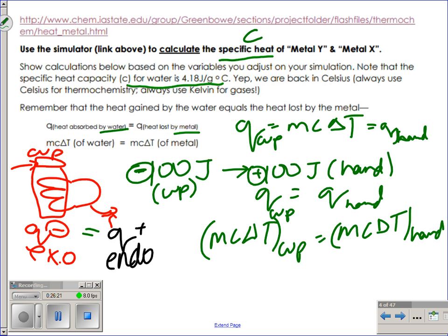Here we go. I'm going to label this water and metal, and this is how you would identify or organize your work. Can you guys see that blue? Yes. Okay, so the C of water is 4.18 joules per gram degree C. All right, so that's what we know so far. Remember, we're in Celsius. Remember, the heat gained by the water equals the heat lost.